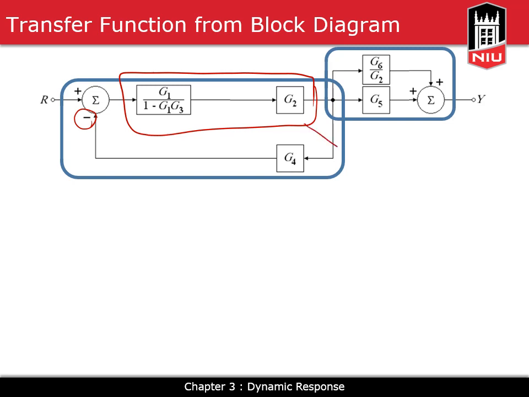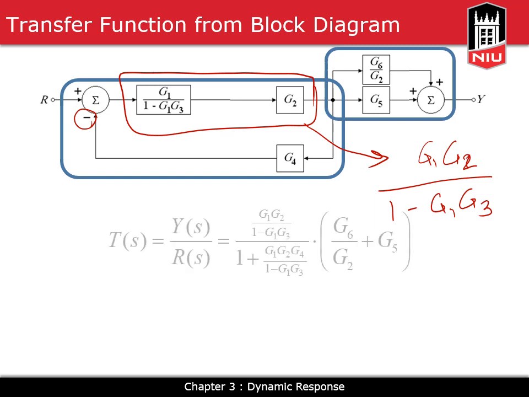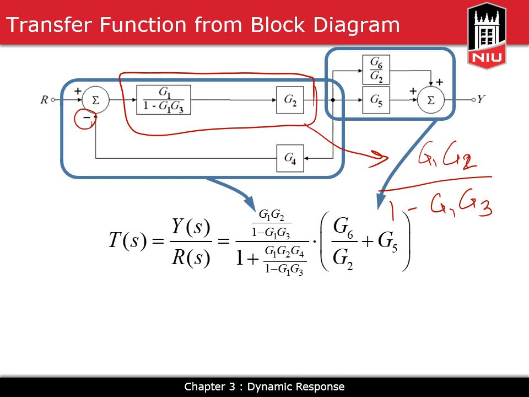First, let's find the equivalent transfer function of this. Multiply the two blocks, so G1, G2 over 1 minus G1, G3 would be the result of that red rectangle. And then we can combine the two parallel blocks on the right and also the feedback loop on the left. The parallel combination on the right, we can just add up the two transfer functions, as you can see here.